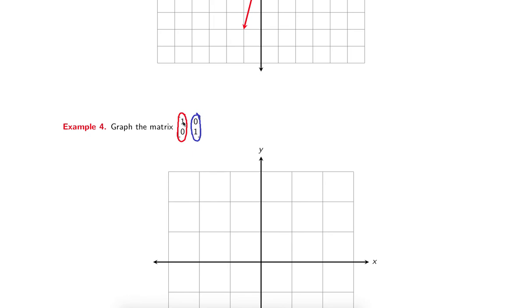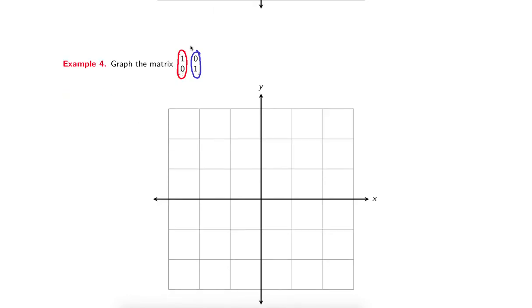So if we graph this first column as a vector and this second column as a vector, it hopefully should look a little familiar. So 1, 0, we're going to go out to 1, 0. And then 0, 1, we're going to go to 0, 1. And if you recall from the last video, what we actually have here are the basis vectors i hat, which is this first column, and j hat.